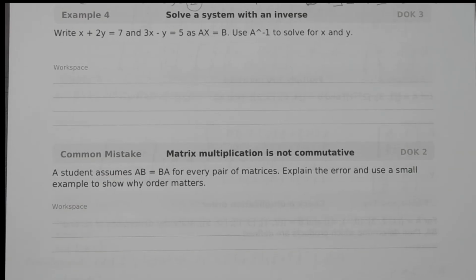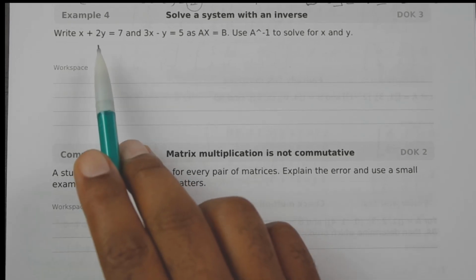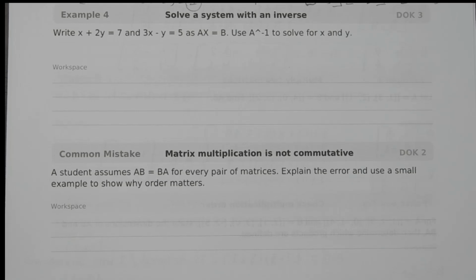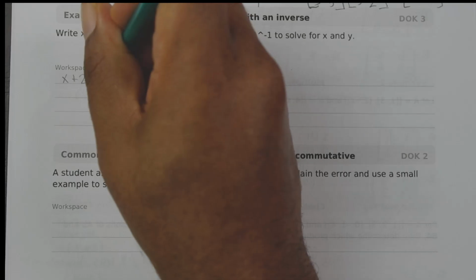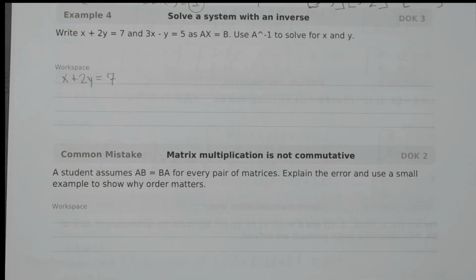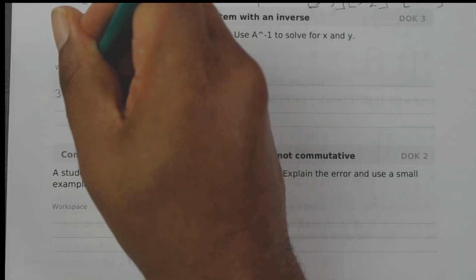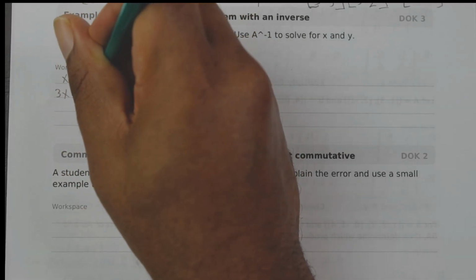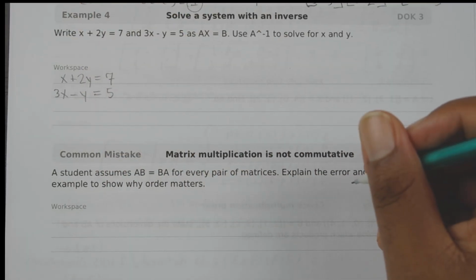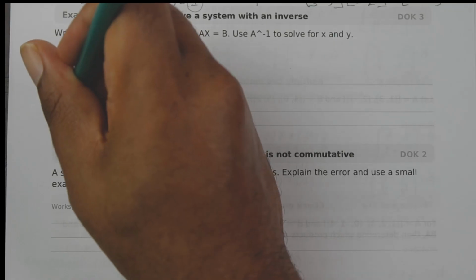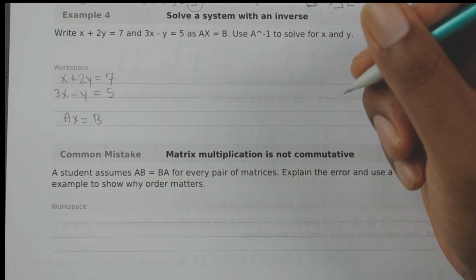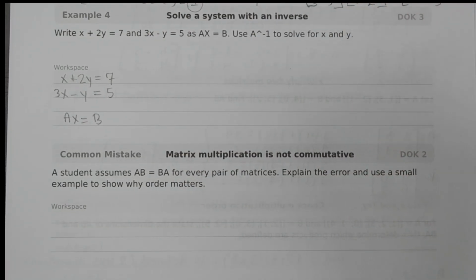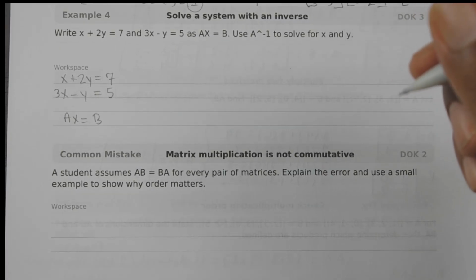Example number 4, it says write the system here and here as AX equals B, then use the inverse to solve for x and y. So we have x plus 2y equals 7. We have 3x minus y equals 5. And we have to write them as AX equals B. Okay. And then we're going to use the inverse of A to solve for x and y.